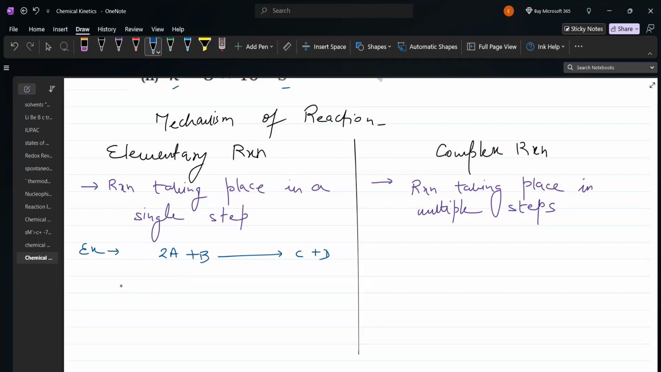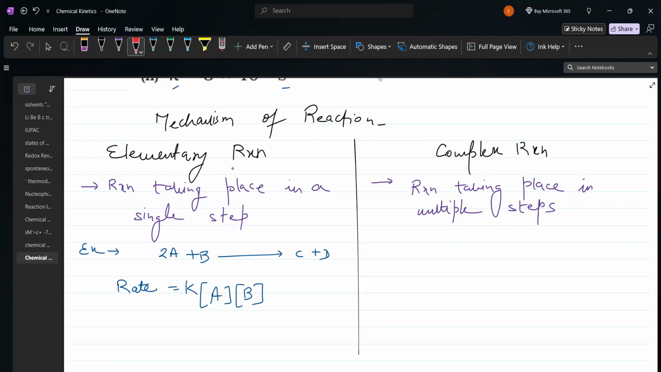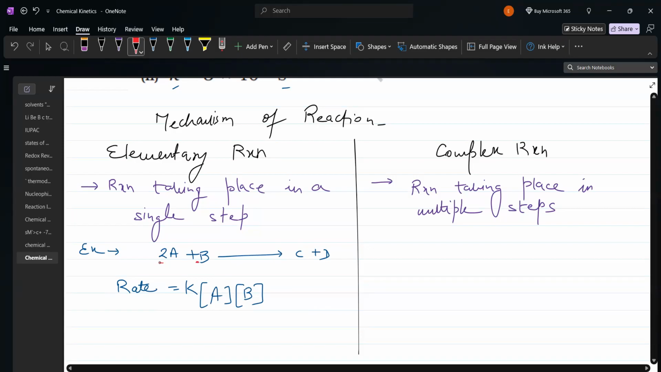So we can write the rate of reaction is equal to k times, dependent on A and B. Since this is an elementary reaction, a very rare elementary reaction, here only we can write the stoichiometric coefficients of the reactants. The stoichiometric coefficient of A is 2 and B is 1. So the order we can say is equal to 3.